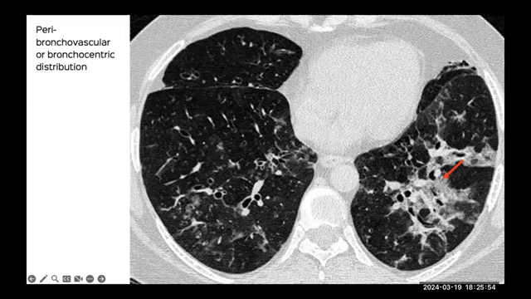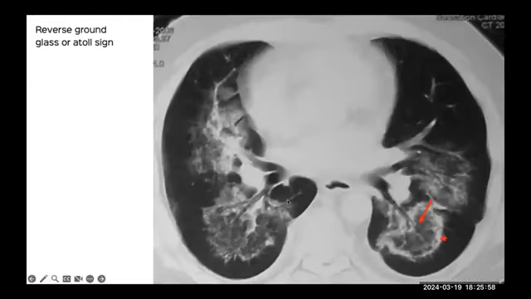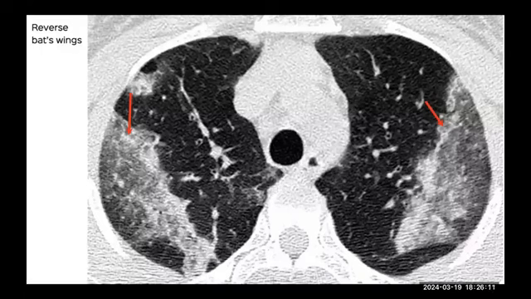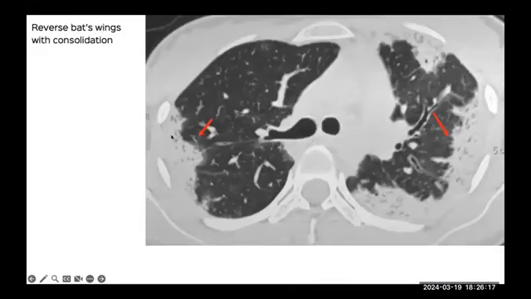Here we have ground glass and consolidation mixed, in a peribronchovascular distribution. Here we again have a peribronchovascular distribution, but we see the reverse ground glass halo sign. So you've got ground glass in the center, consolidation at the periphery, representing an atoll. So that's why the atoll sign. Reverse bat wings again, with ground glass in the center, consolidation at the periphery. But here you have bat wings, reverse bat wings, but purely consolidation.